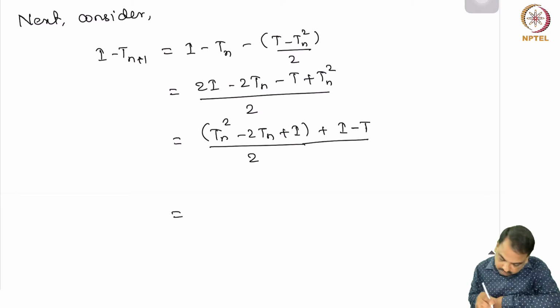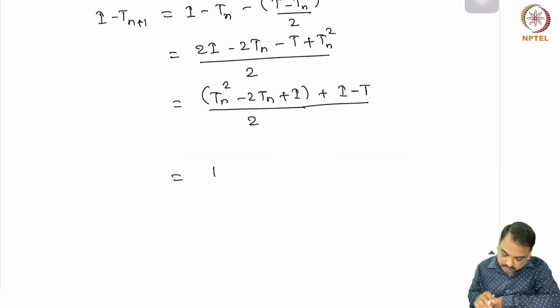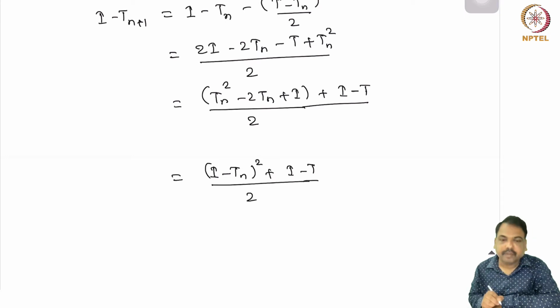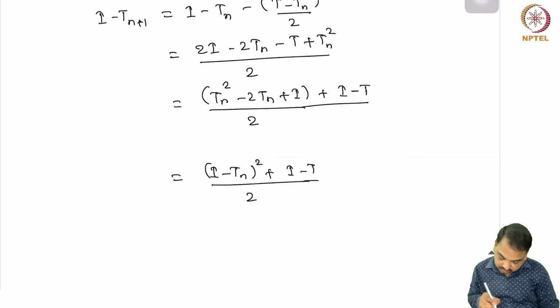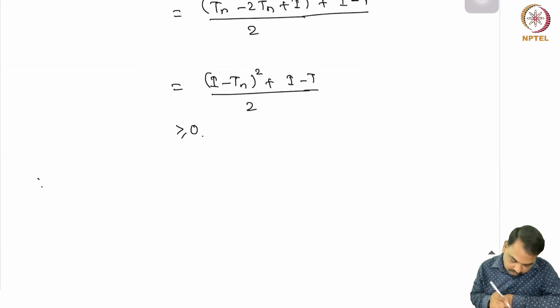So the first term is nothing but (I minus Tn) whole square, so this is ((I minus Tn) whole square plus I minus T) divided by 2. We know that I minus Tn is positive, so its square is again positive, and we also know that I minus T is positive, so on the whole this is positive. So we can conclude that Tn is less than or equal to identity for every n in N.